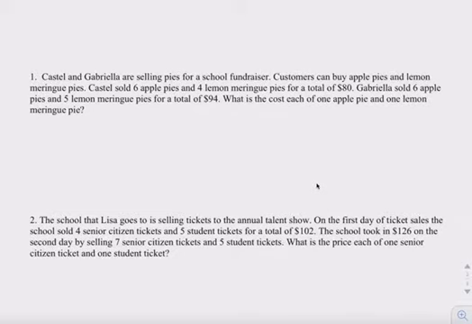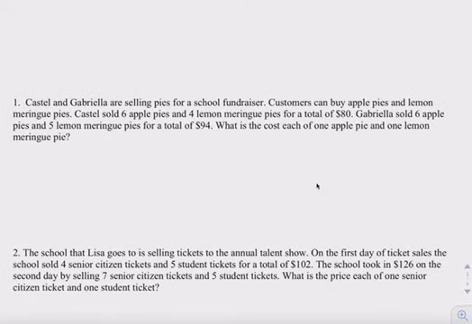Castell and Gabriella are selling pies for the school fundraiser. Customers can buy apple pies and lemon meringue pies. Castell sold 6 apple pies and 4 lemon meringue pies for a total of this much. Gabriella sold 6 apple pies and 5 lemon meringue pies for a total of this much. What is the cost of each pie? Each apple pie and each lemon meringue pie. So we're looking for the cost of each one.